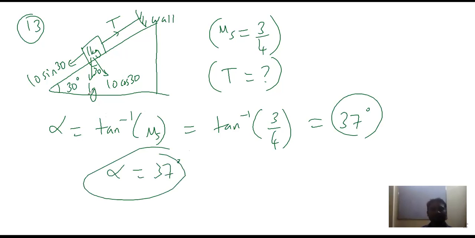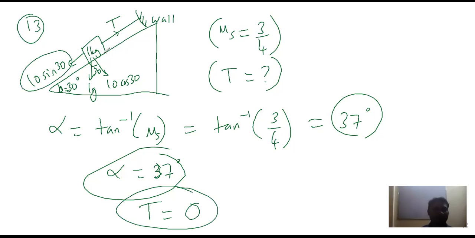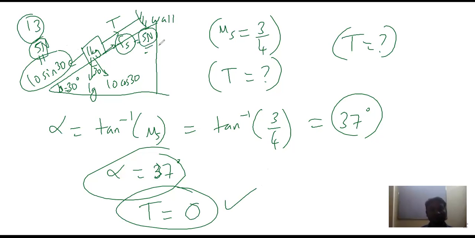So the angle of incline is less than angle of repose. So there is no sliding tendency. So no sliding tendency means what? The downward force will be balanced by static friction. So tension in the string will be 0. So we can say the question asked us what is the value of tension force? It will be 0 because this 10 sine 30, which is nothing but 5 Newton, is balanced by static friction, which is 5 Newton. It is a self-adjusting force.